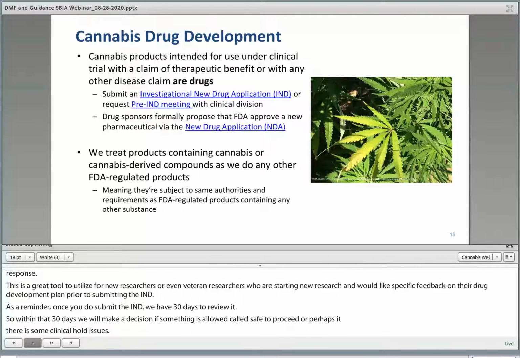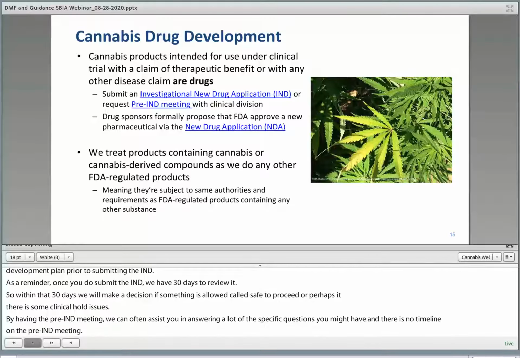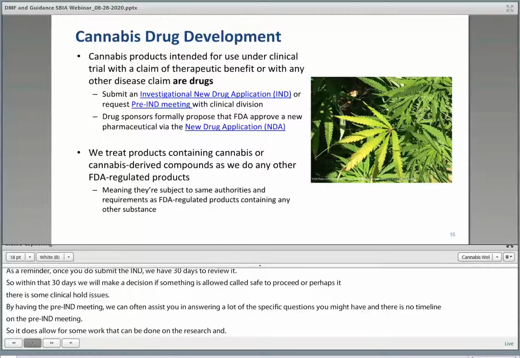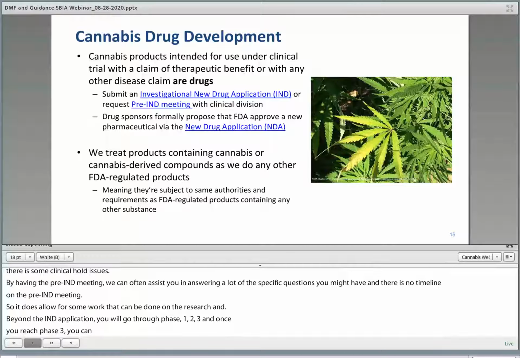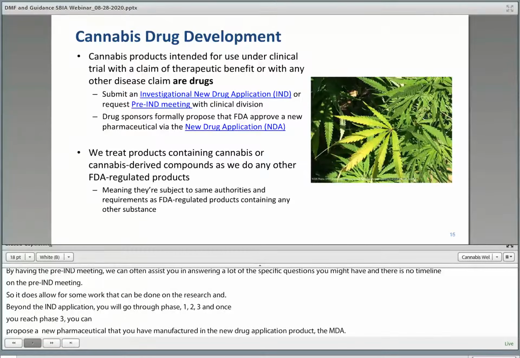Now, beyond the IND application, you'll go through phases 1, 2, and 3 like any other drug product. Once you've reached phase 3, you can submit formally to the FDA and propose that we approve a new pharmaceutical that you've manufactured, and that is done via the New Drug Application product, the NDA. That's at the end. We're not going to focus so much on the NDA today. We're more going to talk about what happens in that IND phase 1, 2, and 3, because I think that's where a lot of us are living right now, and I think it's really useful that we get some more clarity on how to move forward in that space.